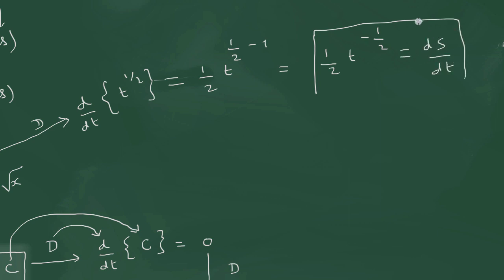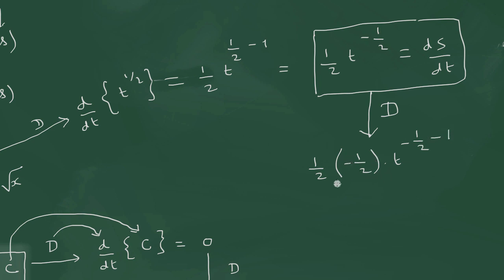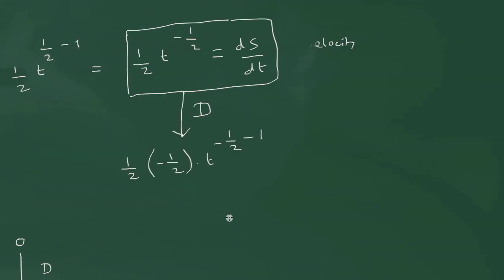We don't want the first derivative. We want the second derivative. Therefore, differentiate this once again. 1 by 2 is a constant. Then this power minus 1 by 2 will come here. Then the power will be reduced by 1. Whatever power is there, reduce by another number. That is called one more derivative. So that will be equal to d square s by dt square. I simplify this. That gives me that the acceleration d square s by dt square is equal to minus 1 by 4 into t to the power of minus 3 by 2.